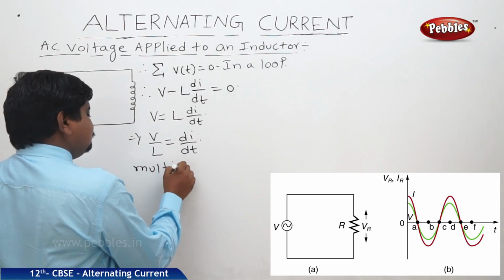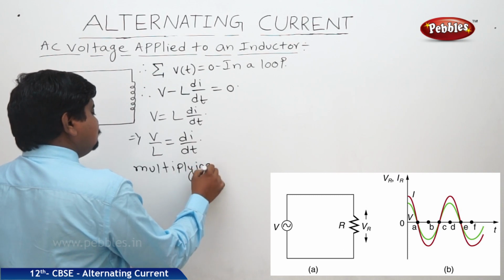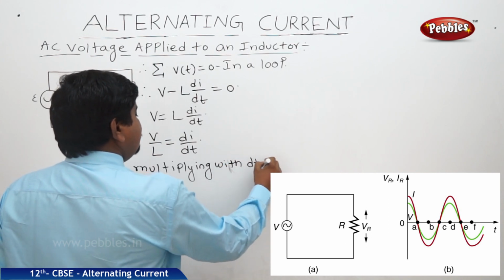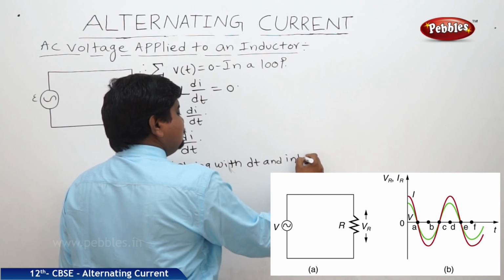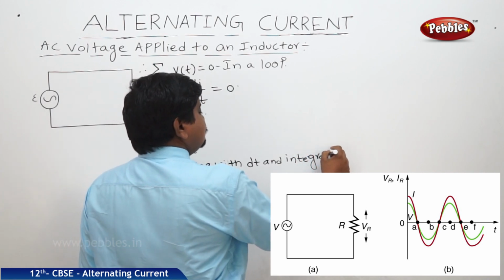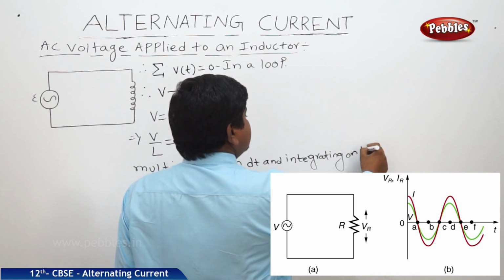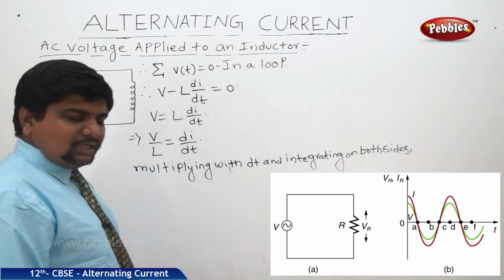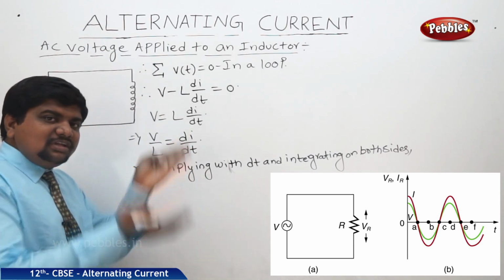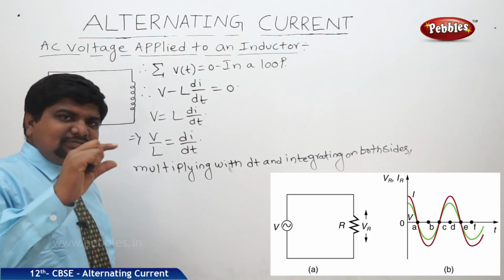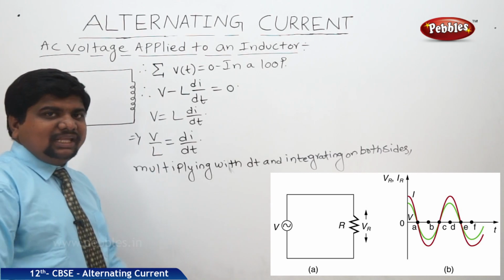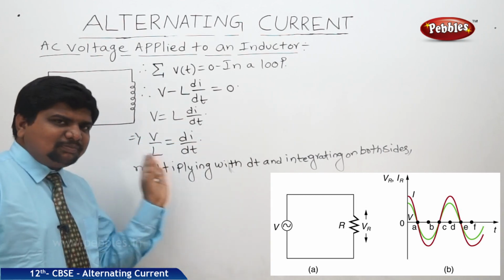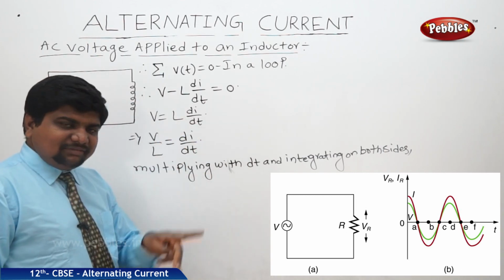Multiplying with dt and integrating on both sides. What is the need to multiply with dt and integrate? Integration gives us the wholesome result. Differentiation gives us the result for a small element, whenever a small current is passing through a small time interval. Now I am going to find the total amount of current passing through the circuit. For that purpose I am multiplying with dt and integrating.